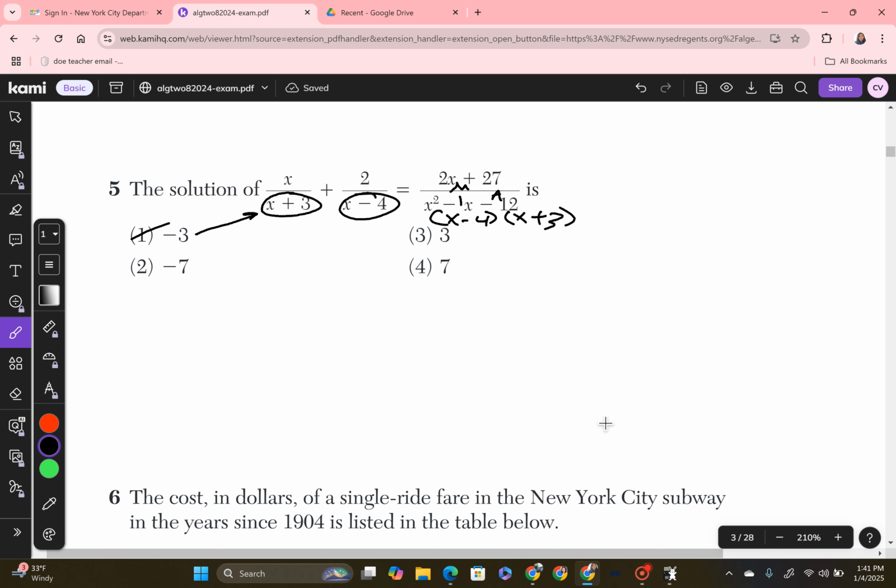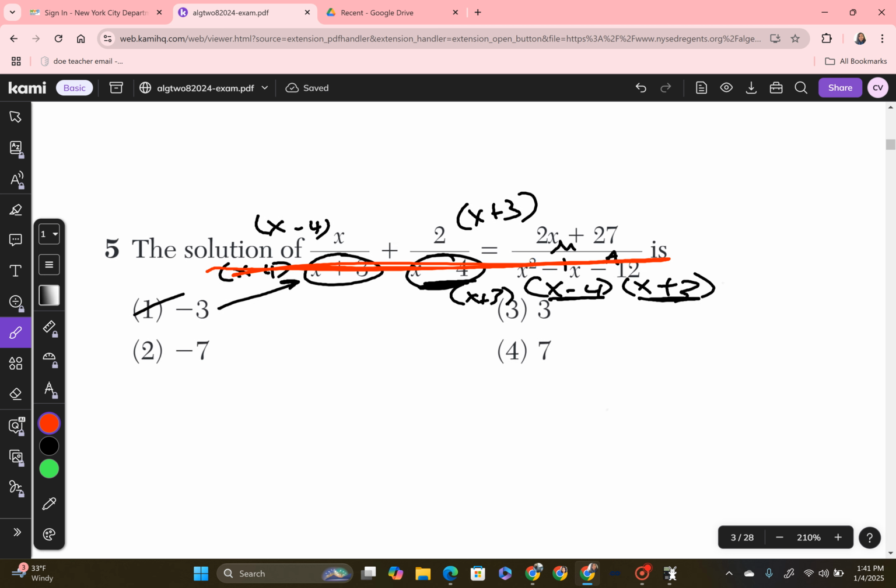Okay. So if we have x plus 3, but we don't have x minus 4, the x minus 4 is missing. So we're going to multiply the top and the bottom by x minus 4. On the second one, the x minus 4 is there, but what's missing? The x plus 3. So we're going to multiply top and bottom by x plus 3. Now that the denominators are all the same, you can get rid of them, right? Remember, we did this lesson around Halloween. So now all you have to do is solve this.